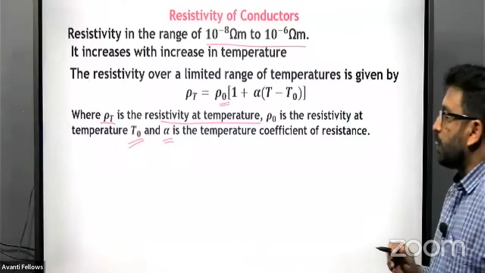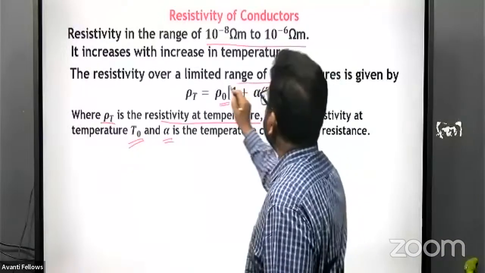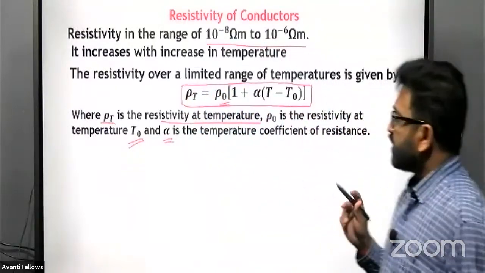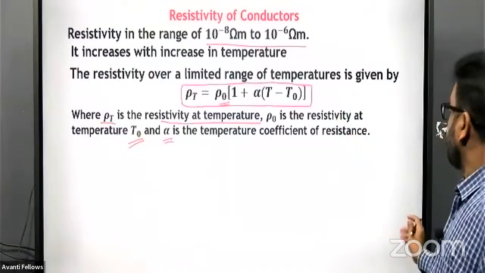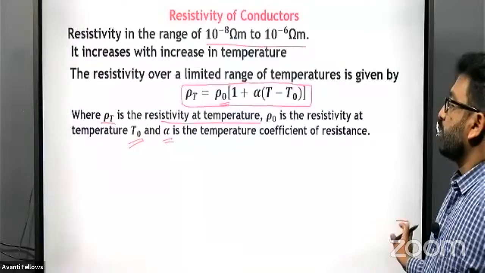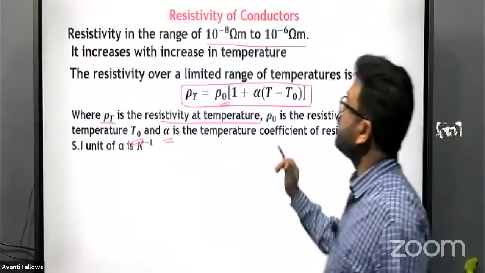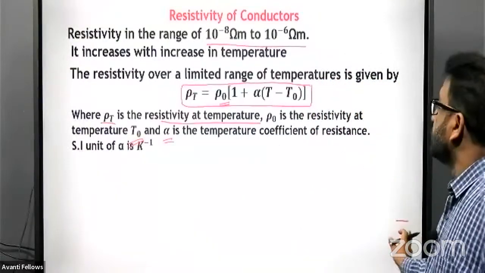So dear children, for the past 2-3 years, this equation has become very popular, because every time we expect a question from this area. Okay, the SI unit of alpha, the temperature coefficient of resistance, is Kelvin inverse.